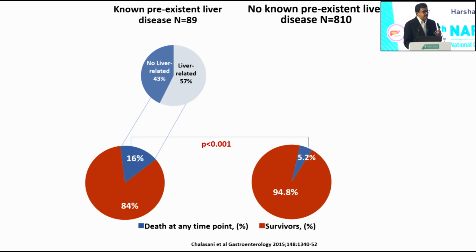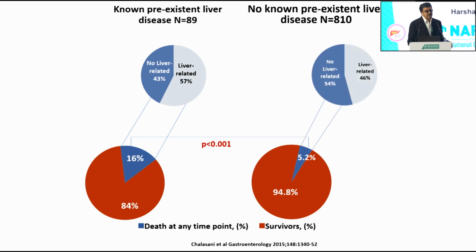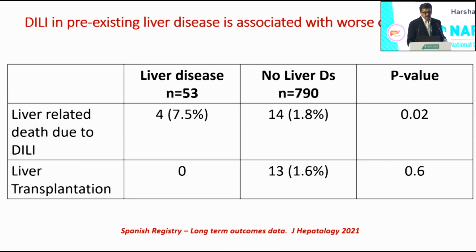But why did these patients die? You found that the majority of the patients, 57%, died from liver-related mortality, and those who had no liver disease died less, and again it was significant. This was replicated again in a Spanish DILI registry, and you will notice that the liver-related death was about 7.5% in their group compared to 1.8%, and that was significant.